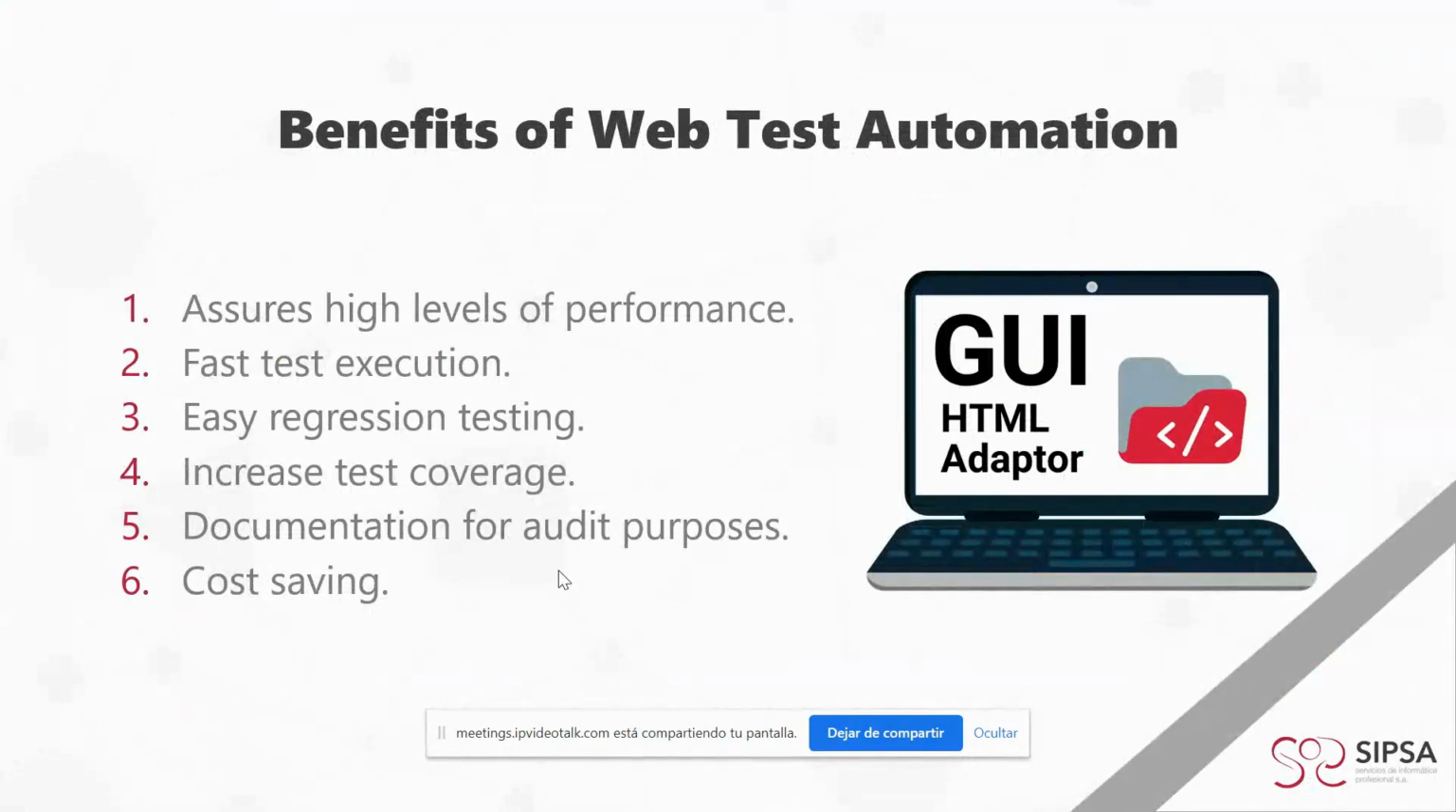Okay, now that you have seen how to create, execute and upload results to LAM, I will show you the benefits of web test automation, the conclusion. First of all, assure high level of performance, fastest execution, easy regression testing, increase regression test coverage, documentation for audit purposes, and cost savings.